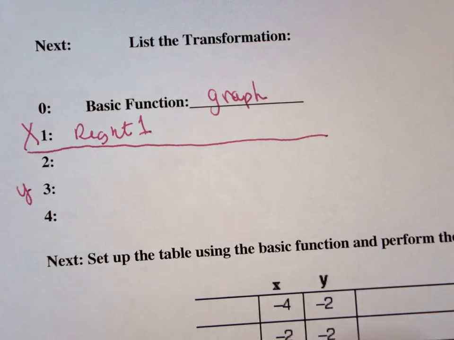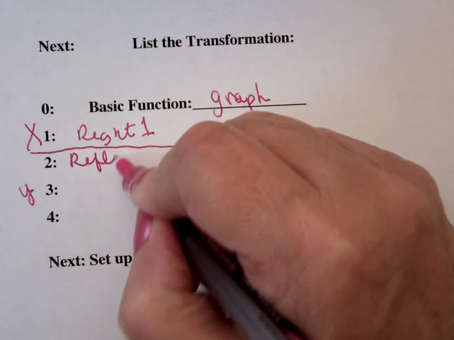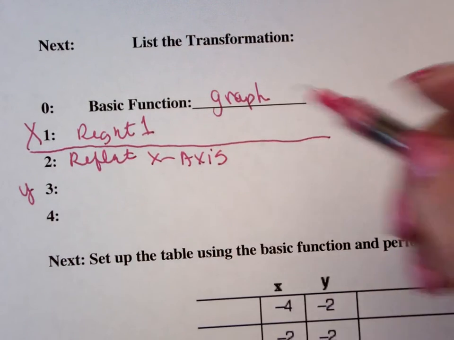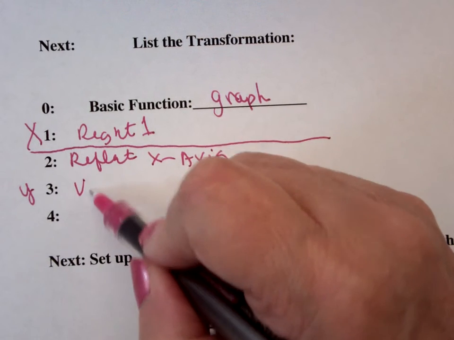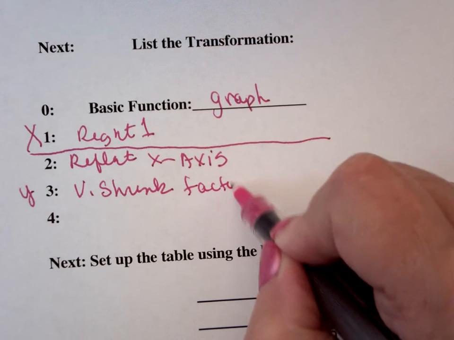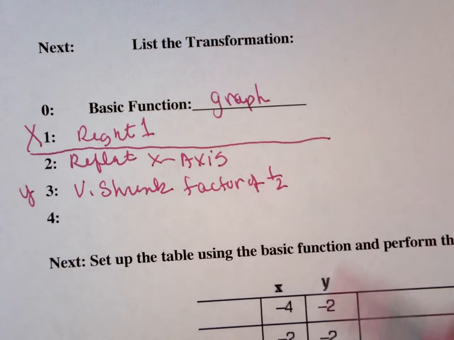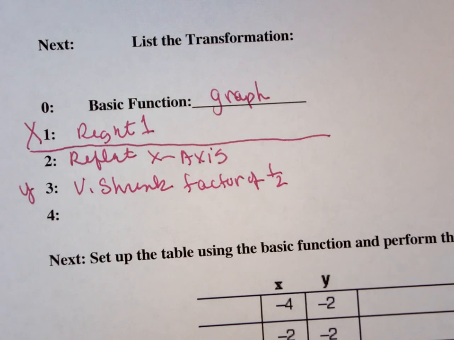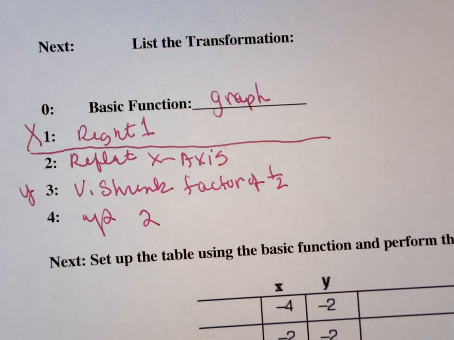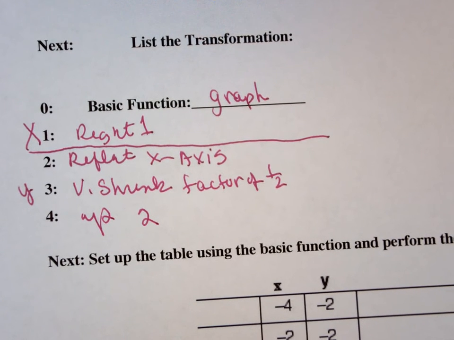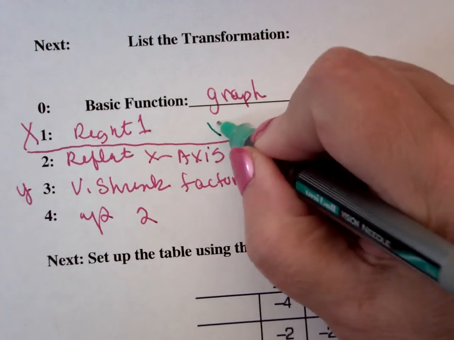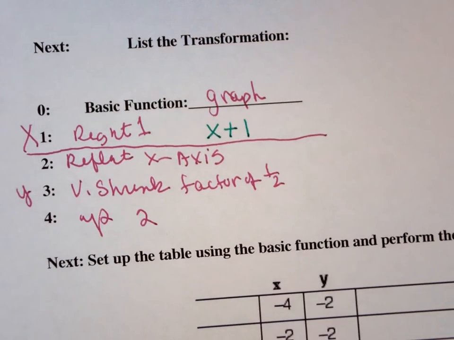It's going to be a reflect the x-axis, a vertical shrink, and this is where I would put factor of a half, since I know what my multiplier is going to be. And then it's going to be up 2. So that says I'm going to take the x values and add 1 to all the x values.